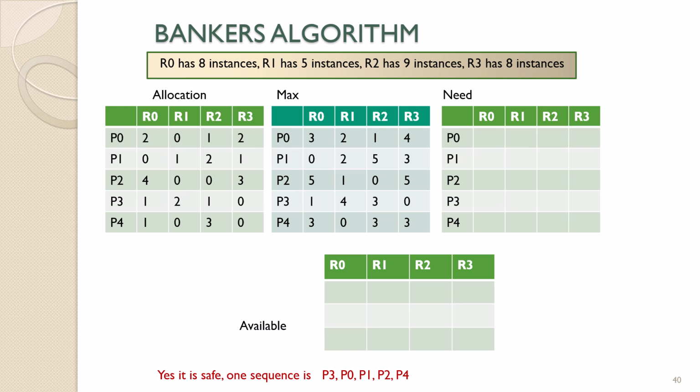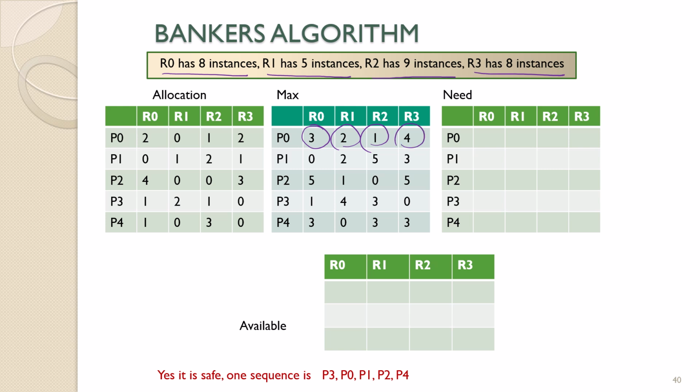So you would know how many instances you have of each resource. R0 has 8 instances, R1 has 5, R2 has 9, and R3 has 8. So we know how many instances we have of each resource, but what happens is P0 needs to say ahead of time, I'm going to need 3 instances of R0, 2 instances of R1, 1 of R2, and 4 of R3.